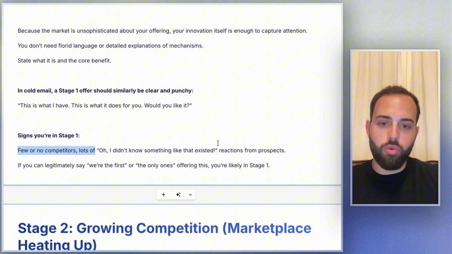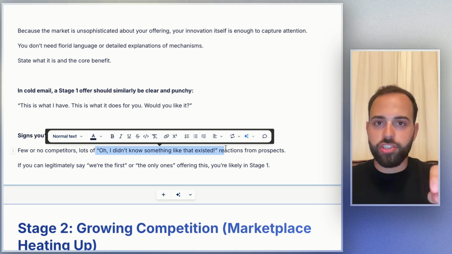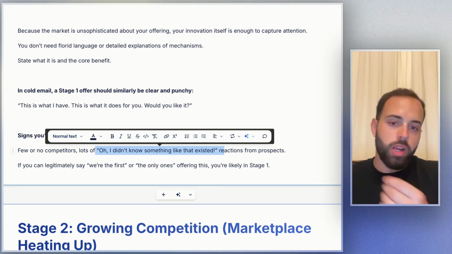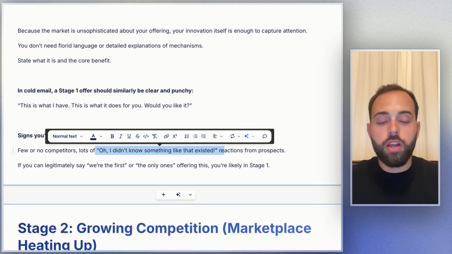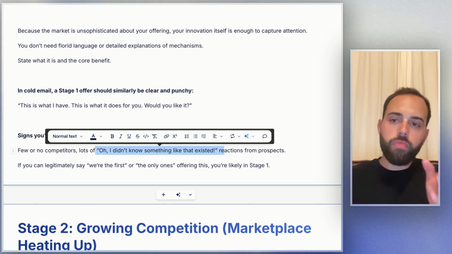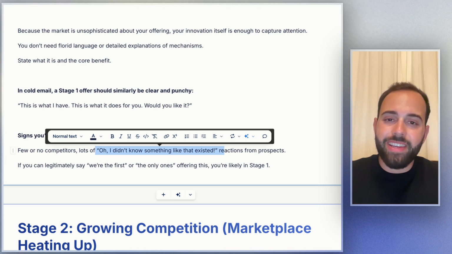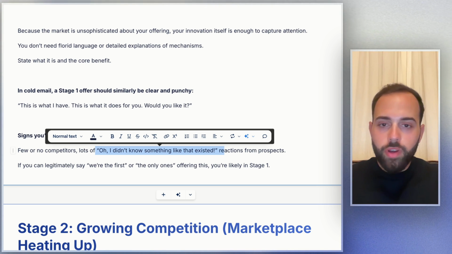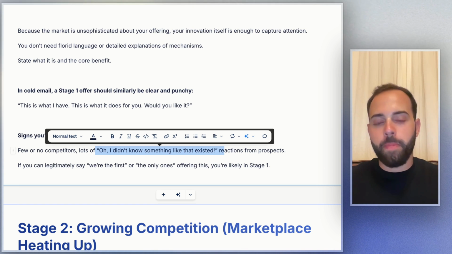So to go to the first point, "oh, I didn't know that something like this existed," it means that they haven't been pitched this thing before, or at least dozens of times, meaning that it's a relatively new concept. And the second thing, if you're able to say that we are the first or we're the only ones, then once again, it means that you don't really have a lot of competition. So you're likely in stage one. So that is an unsophisticated market. It doesn't really take much convincing or including USPs and other mechanisms to prove that what you do is better than your competition, because you don't really have a lot of competition right now.